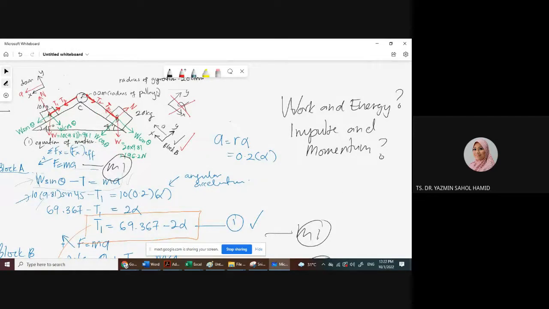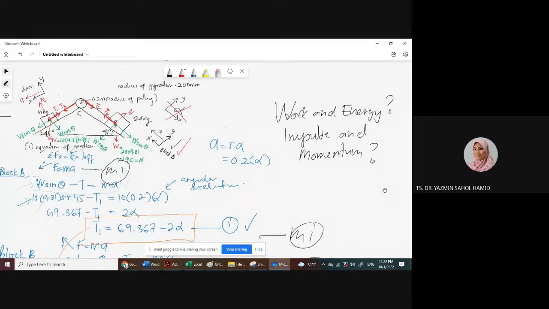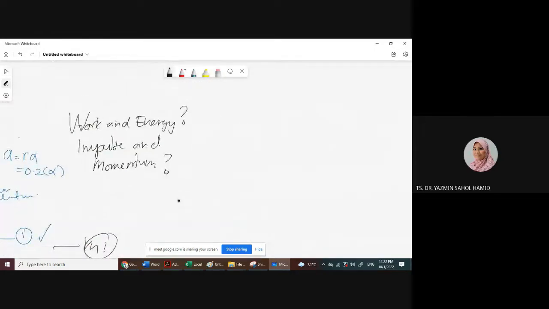Okay, untuk soalan ni, boleh tak kita buat soalan ni problem untuk work and energy? Work energy apa? Basically you nak solve problem related to apa? Force? Velocity? Displacement. Betul tak? Impulse, force, velocity and time.